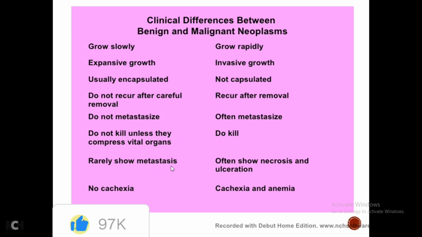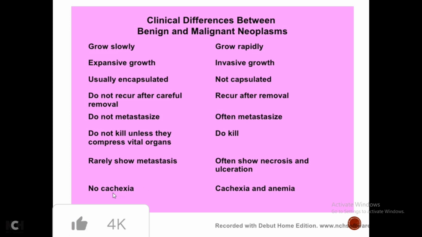Benign tumors do not show metastasis or rarely show metastasis, while malignant tumors show a lot of necrosis, ulceration, and a lot of distant metastasis. Most of the time, the patient dies of metastasis rather than the primary tumor. No cachexia. What is cachexia?